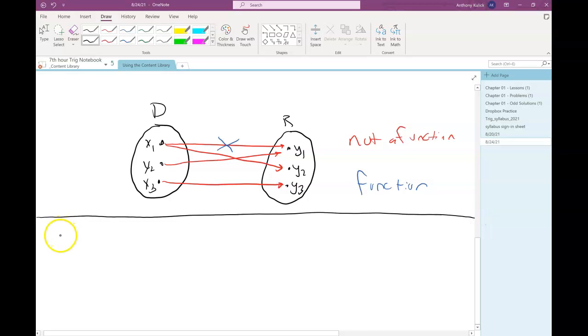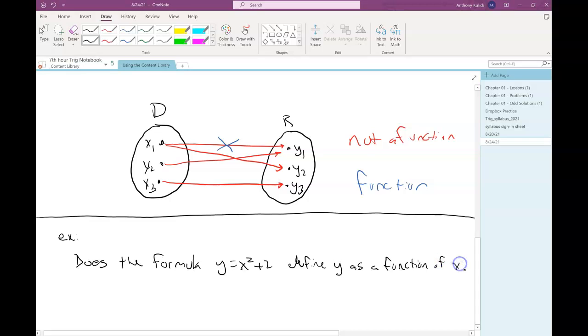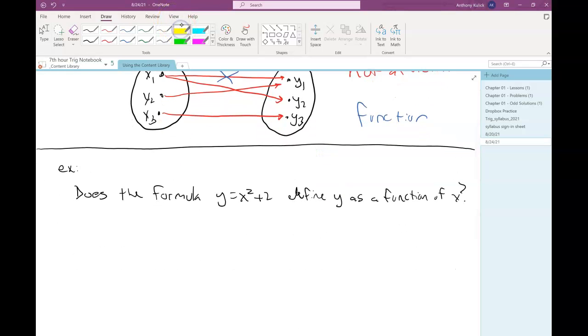Let's look at another representation that we could have. Another representation for a function might be an equation or a formula. So we ask here, does the formula y equals x squared plus 2 define y as a function of x?